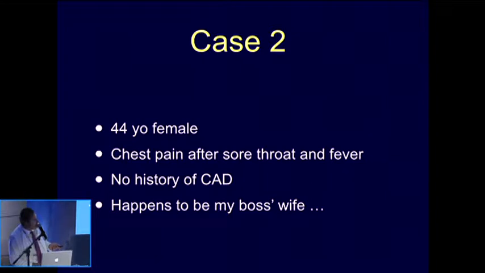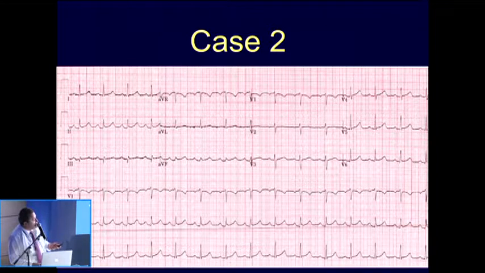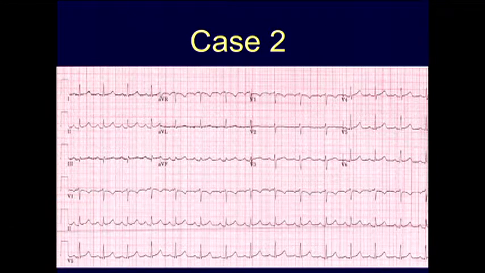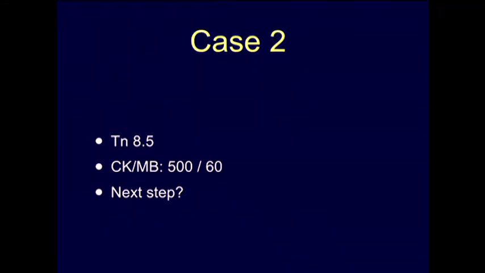Next patient, a 44-year-old female, chest pain after sore throat, no history of coronary artery disease, and she was my boss's wife, kind of a difficult patient. My boss was an interventional cardiologist, and he was watching over my shoulder. This is the EKG, relatively normal, with some repolarization disorders. Somebody could say that there is an ST elevation in the lateral aspect, but there wasn't an acute coronary event.